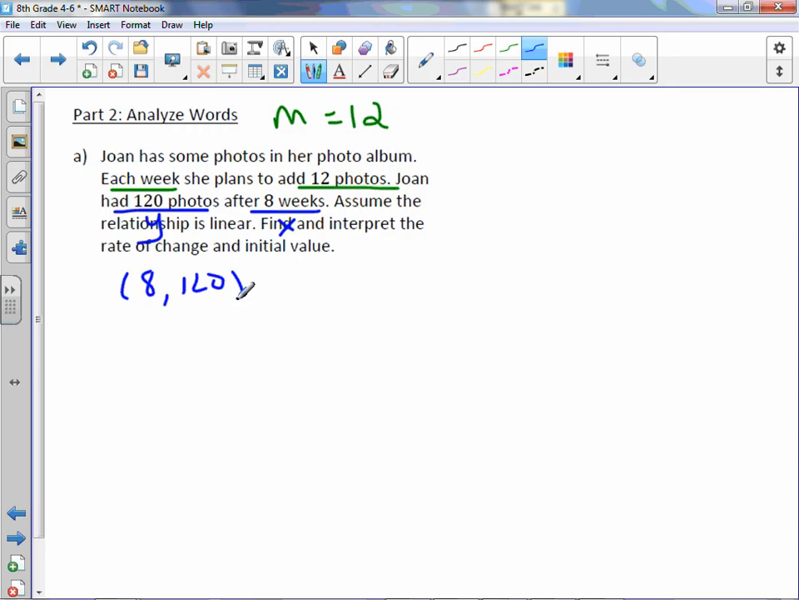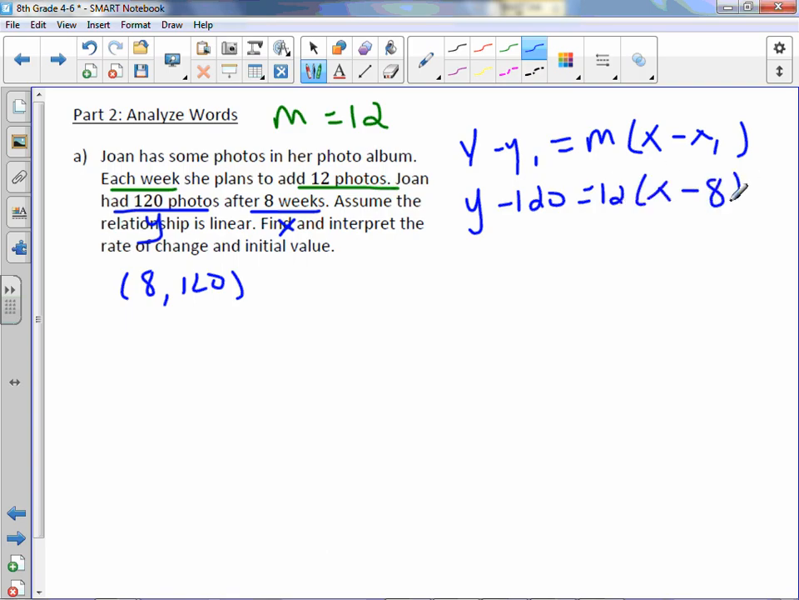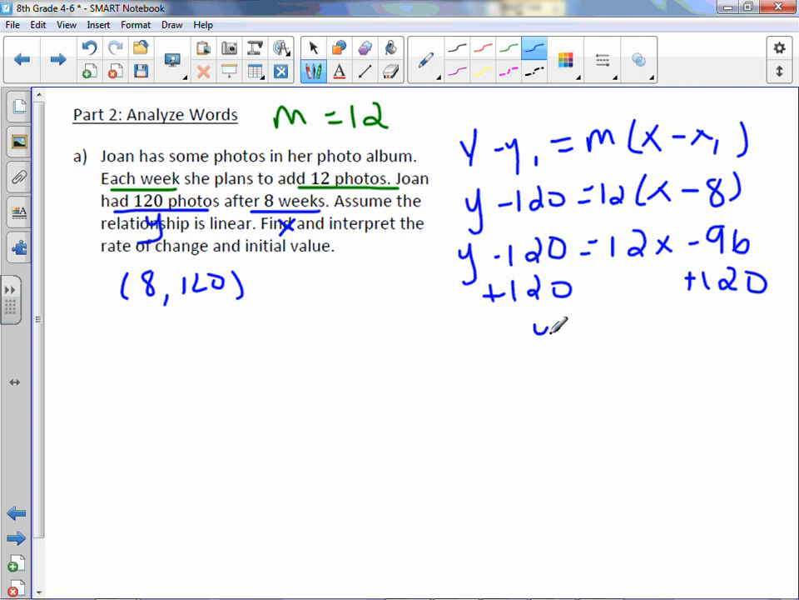So let's plug right into our point-slope formula. y minus y1 equals m times x minus x1. y minus 120 equals 12 times x minus 8. Distribute. y minus 120 equals 12x minus 96. Add 120. y equals 12x plus 24. So our y-intercept, our b, is 24.